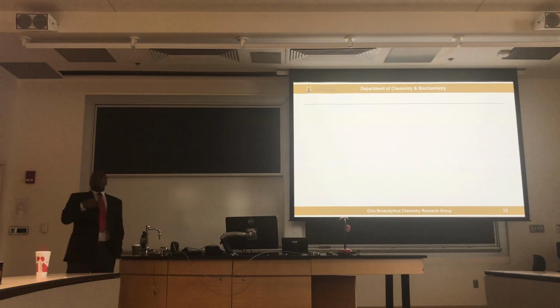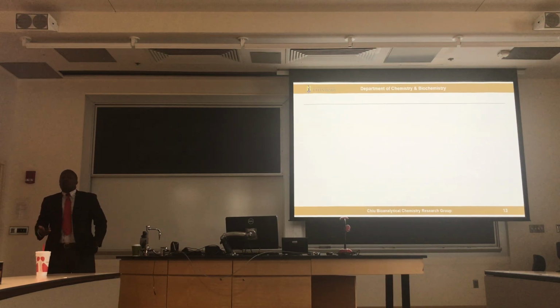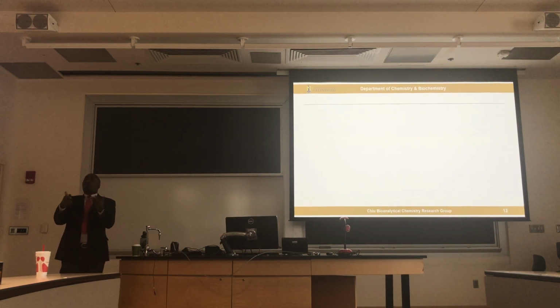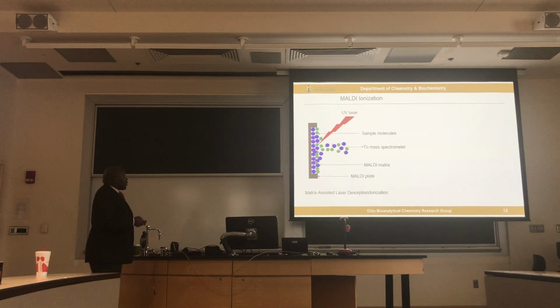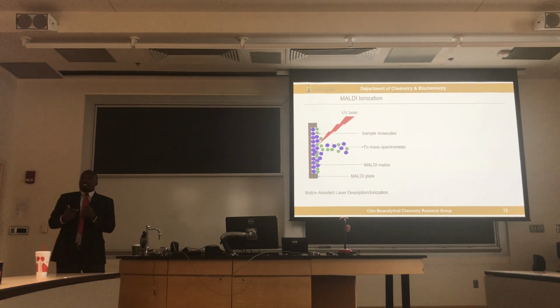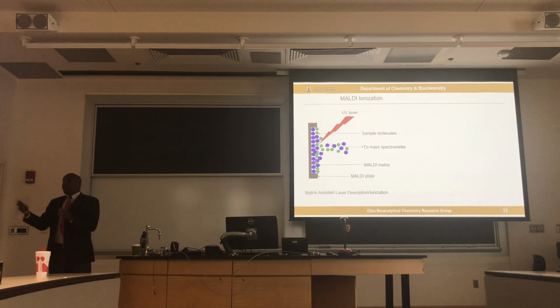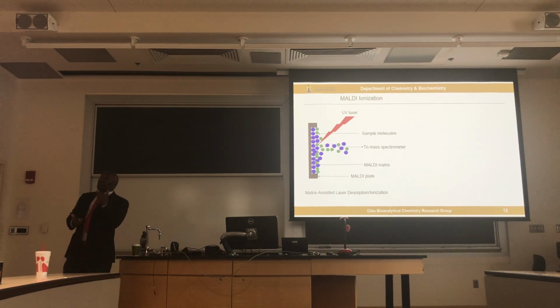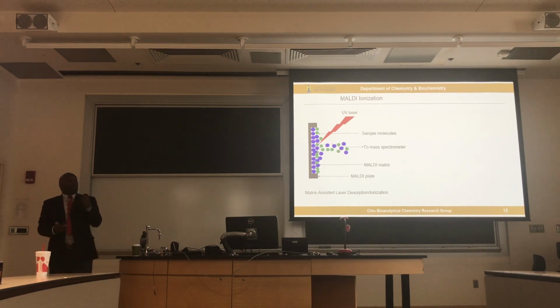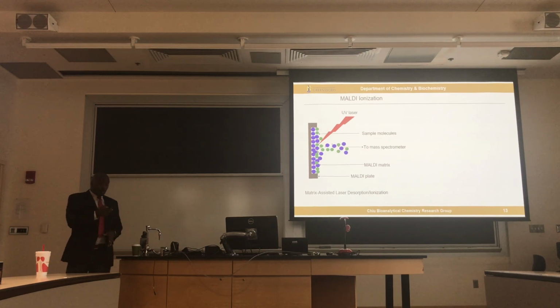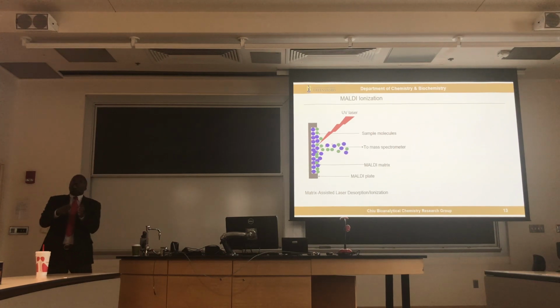Can we use one of the ionization methods that is known to solve part of this problem, if not the whole of it? There are two types of ionization methods that are well known in mass spectrometry. There are several of them, but two are very common. One is ESI, which is electrospray ionization, and the other one is MALDI, an acronym for Matrix Assisted Laser Desorption Ionization. In MALDI, you co-crystallize your sample with matrices.